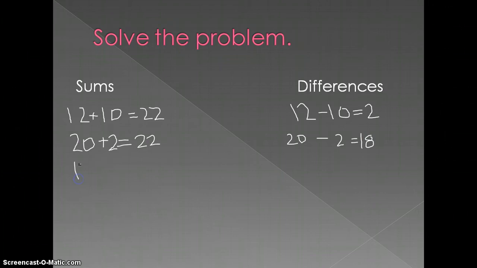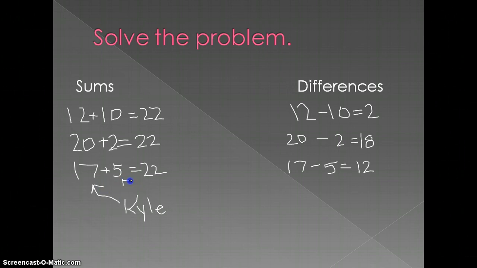Let's try 17 plus 5. That equals 22. And then if we subtract 17 minus 5 equals 12. So now we know our answers. Now we said that Kyle is older than Justin, so we know that Kyle is 17. Kyle is 17. And we know that Justin is 5.